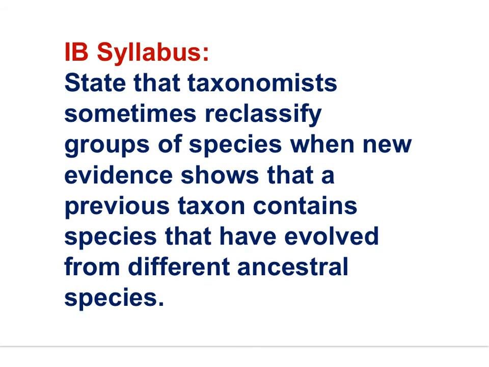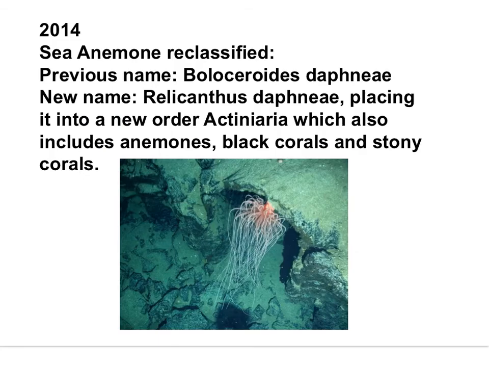So that brings us to this IB syllabus statement. State that taxonomists sometimes reclassify groups of species when new evidence shows that a previous taxon contains species that have evolved from different ancestral species. In 2014, the sea anemone was reclassified. Scientists examined the DNA of Boloceroides daphniae and have now renamed the species Relicanthus daphniae, placing it into a new order, Actiniaria, which also includes anemones, black corals, and stony corals.